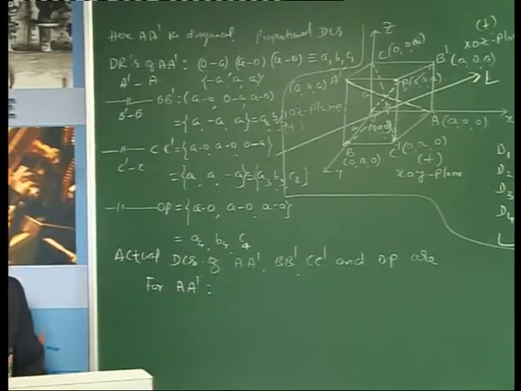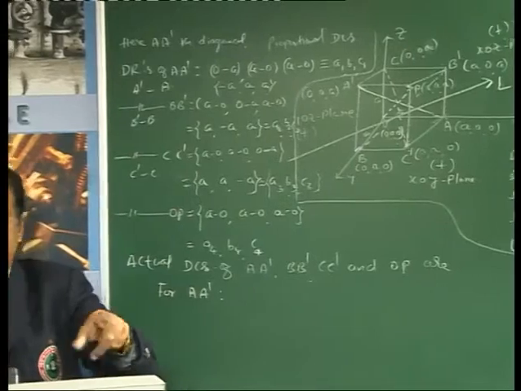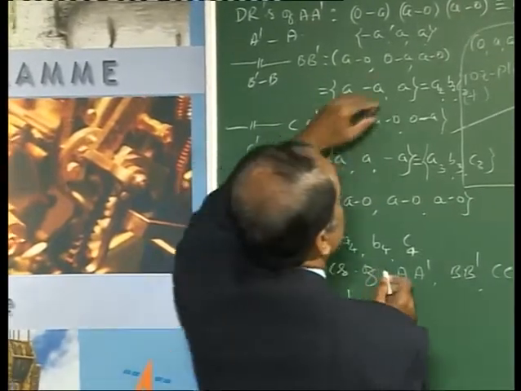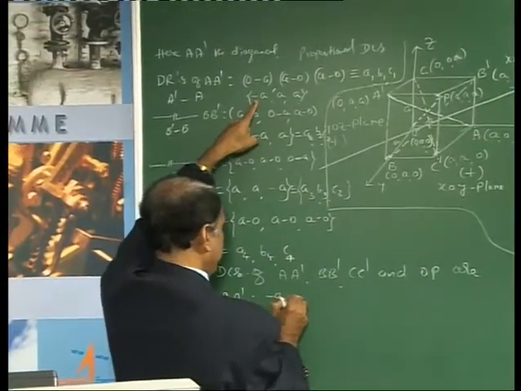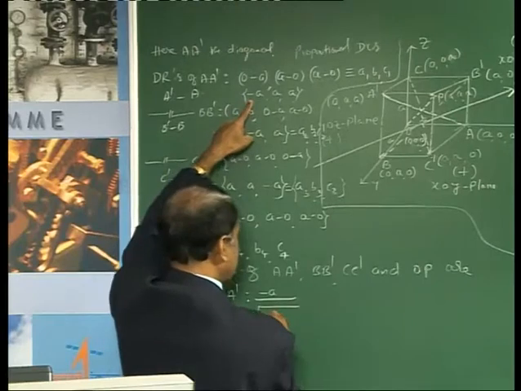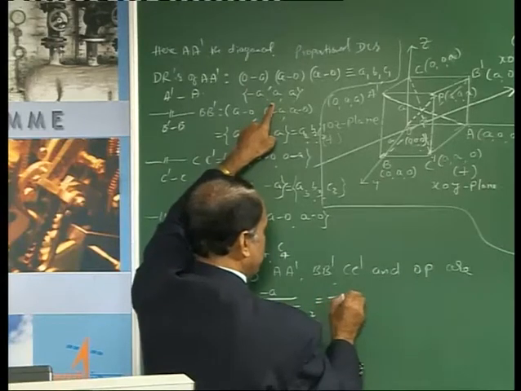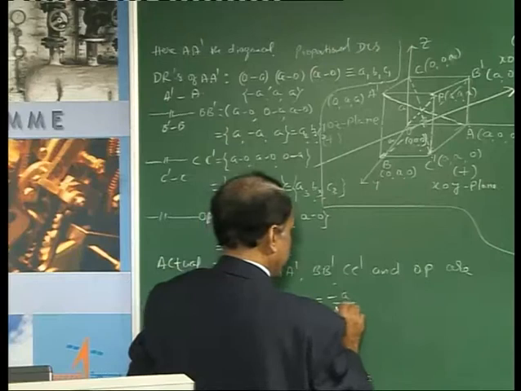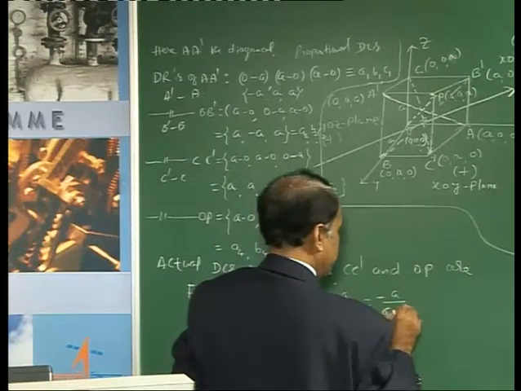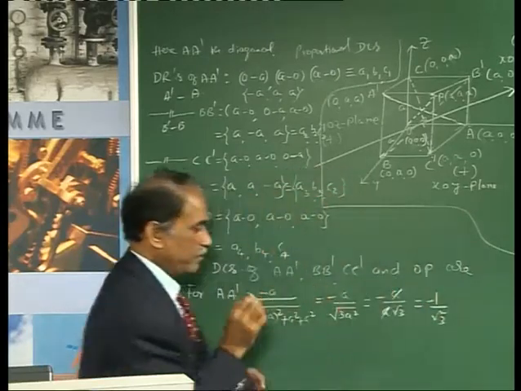The formula I have already given in my introduction class. If A, B, C are the direction ratios, then the actual direction cosine L is equal to A divided by square root of A square plus B square plus C square. That should be like this. The first one is minus A divided by the square root of the sum of the squares of these. That should be minus A whole square plus A square and then plus A square. This should be minus A by square root of 3 A square, minus A divided by A into root of 3, then it comes minus 1 by root 3.